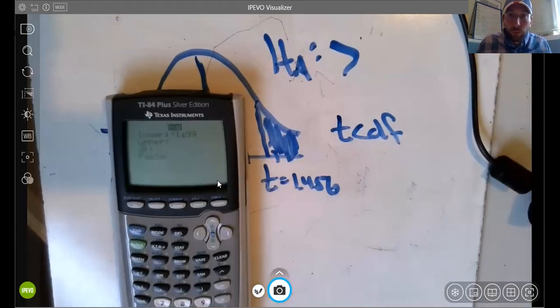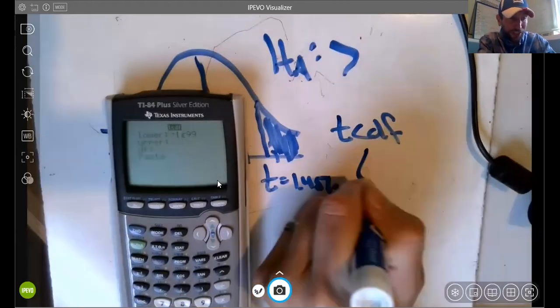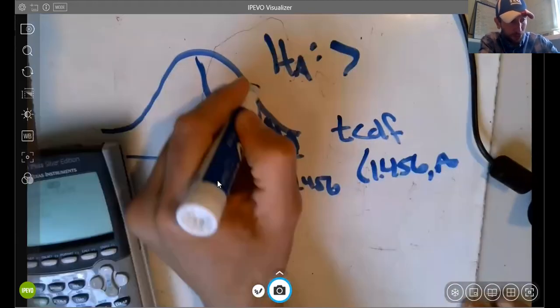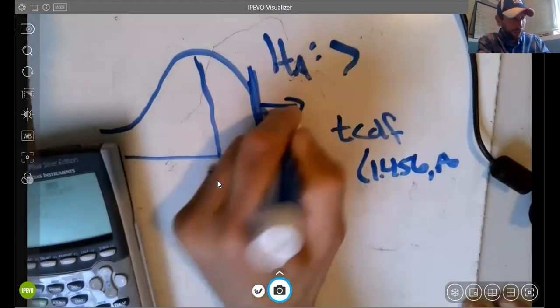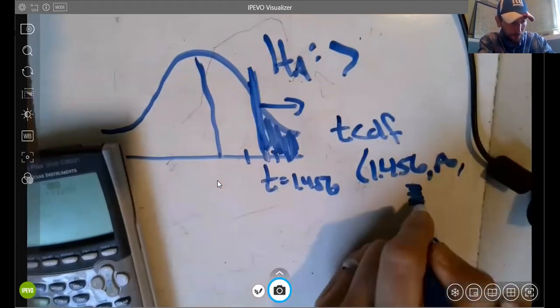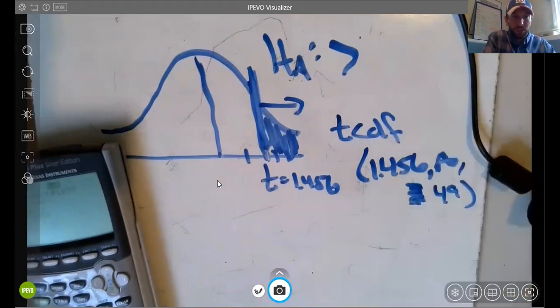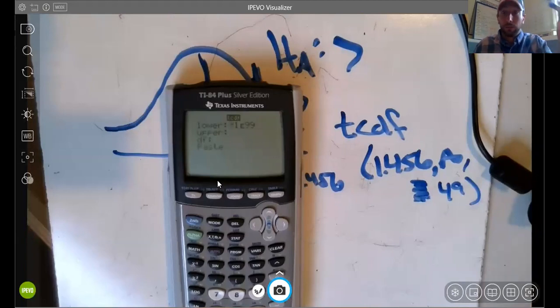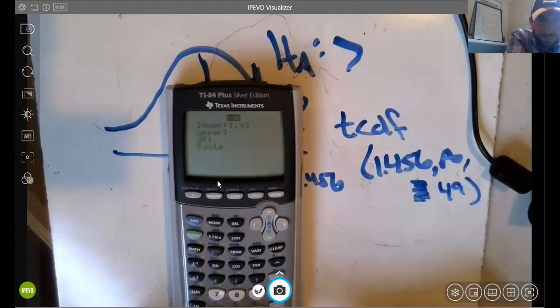Same idea. It's lower, upper. We don't need the 0 and 1. We just need our degrees of freedom, right? So now my lower and upper are the same things: 1.456, infinity. Lower is how far left the shaded region goes, upper is how far right. And then my degrees of freedom would be 49. So we're going lower, upper, DF. If you have an older calculator, you have to know what to type in: lower, upper, degrees of freedom. And then when I press enter there, 0.456, bunch of 9s, 49 degrees of freedom.